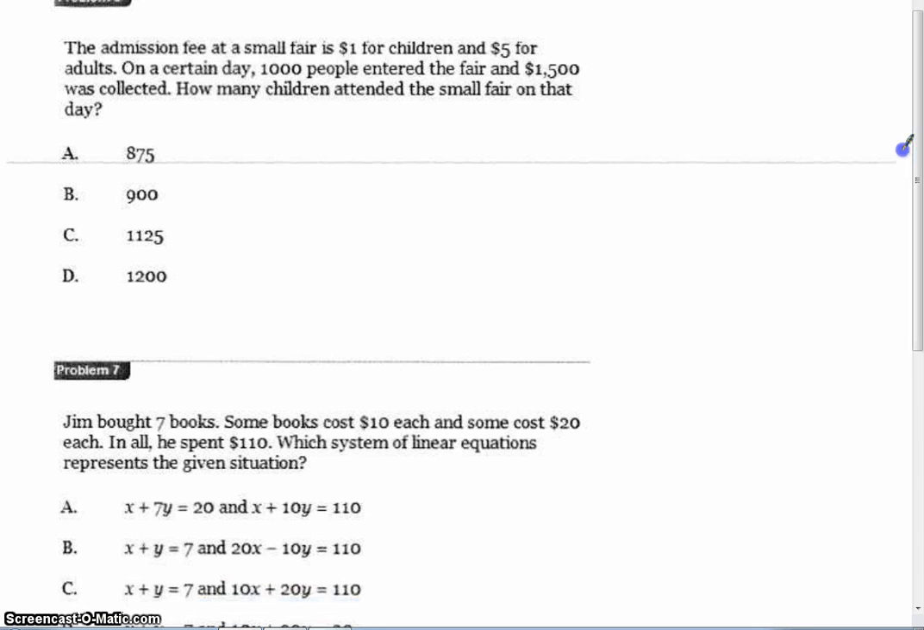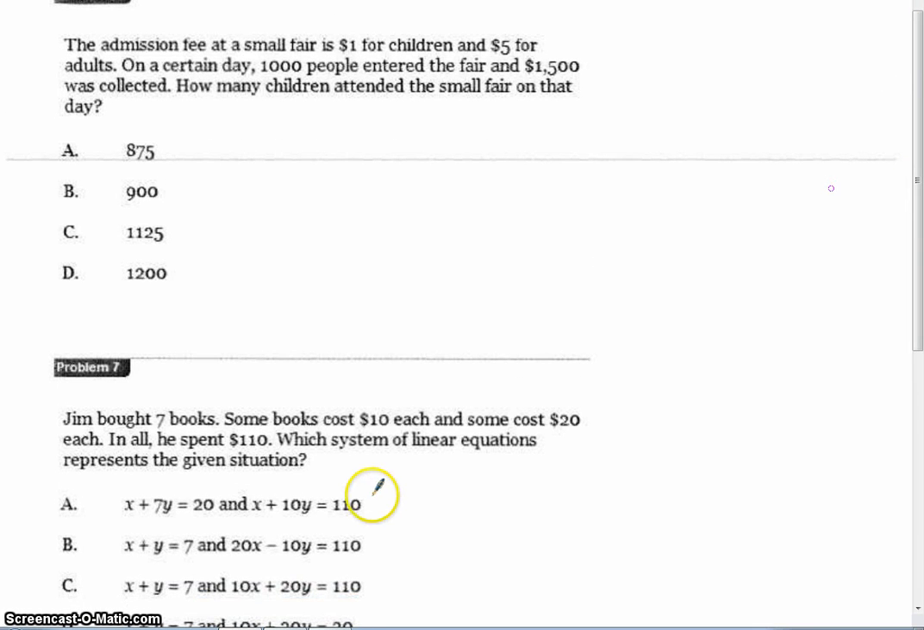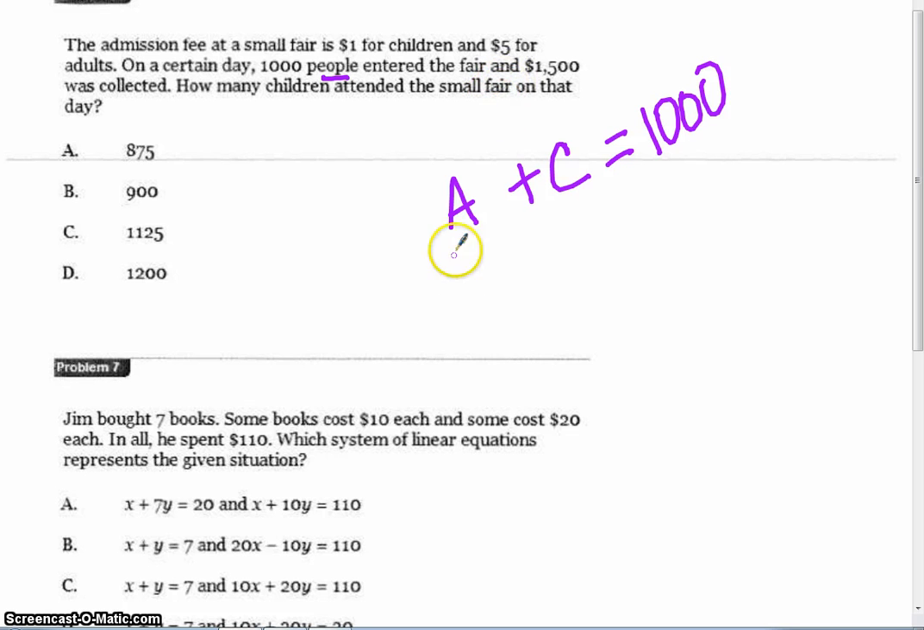Number 6, the admission fee at a small fair is $1 for children and $5 for adults. On a certain day, we had 1,000 people there, and they made $1,500. Okay, our people are all either adults or children. How many were there? 1,000. How much did it cost for an adult? $5, so 5A. Plus, how much was it for a child? 1, so 1C. How much money did we get?